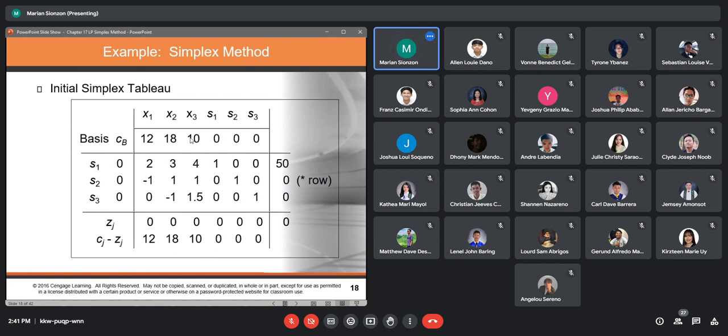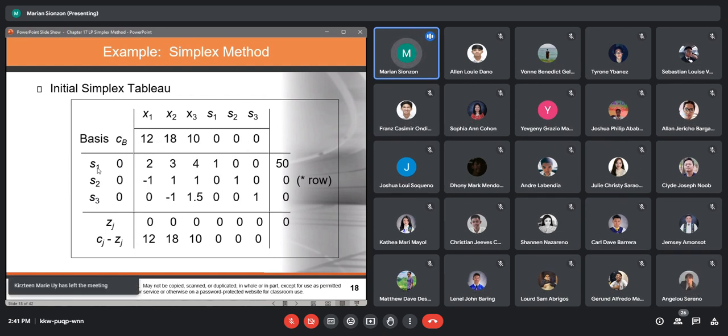If these were the profits, your S sub 1, all are idle, so the profit will be 0. S sub 2, 0. S sub 3 will also be 0. To get the total, you just multiply and then add: 50 times 0 plus 0 times 0 plus 0 times 0, that's 0. That's why this row initially totals 0, since all the multipliers are 0. Can you follow? Yes, Miss.